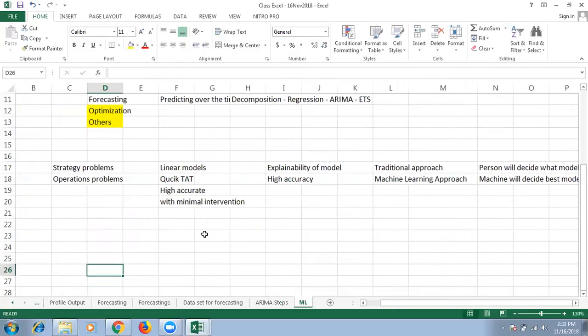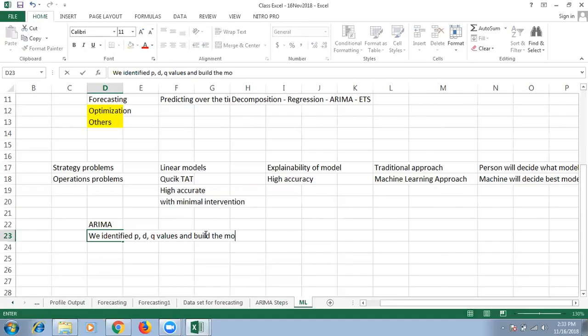So indirectly, what I'm trying to say is something like this. If you remember, when we were working on ARIMA, there were two approaches we followed. One is we identify the PDQ values and build the model. Correct or not? Suppose you remember, last class 1, 2, 1 were the PDQ values we identified, and using that PDQ you built the model and forecasted the accuracies.